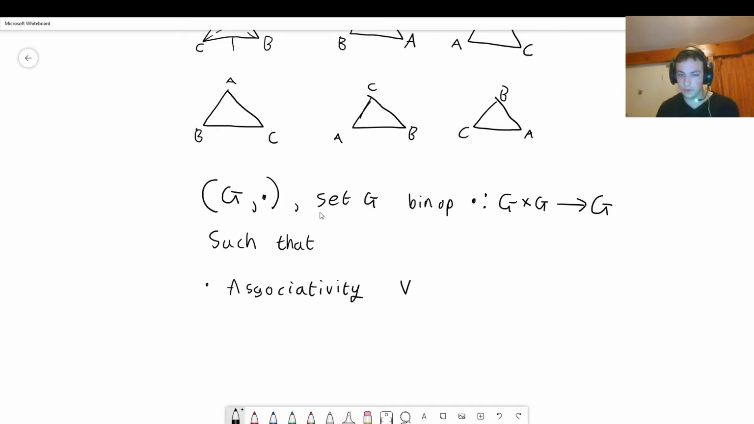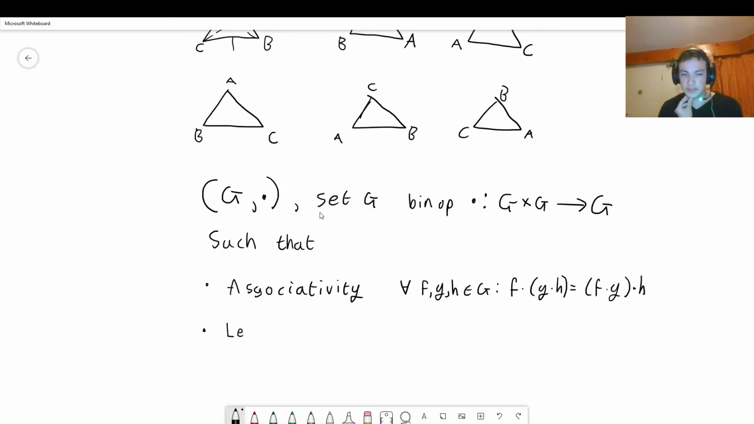So for all f, g, h, we'll call them, in G, we have that (f dot g) dot h is f dot (g dot h), with the brackets around the other way. So what this means is that the order of operation doesn't matter. It's like when we add numbers, we don't care which we add first. And so that basically means we don't need brackets, which is quite useful.